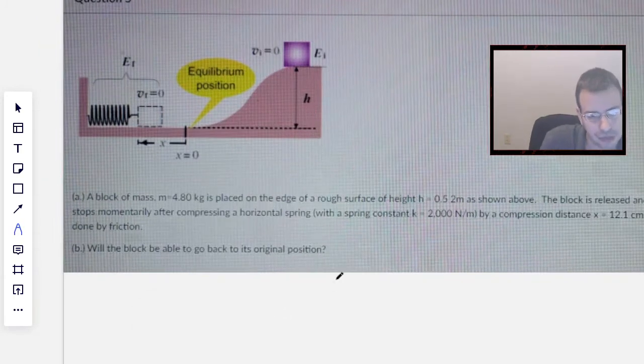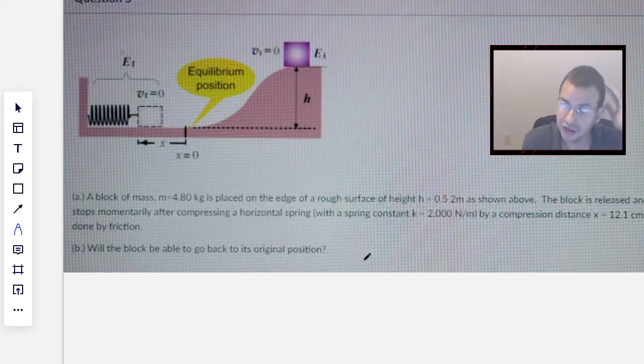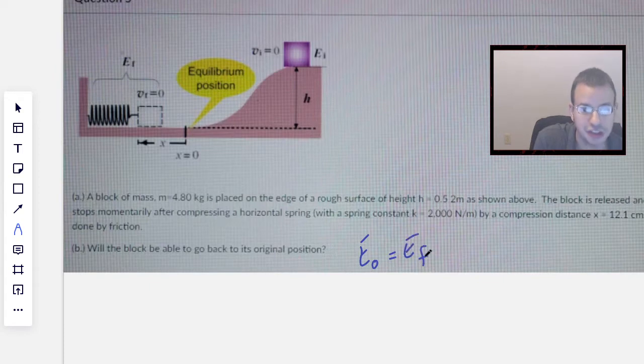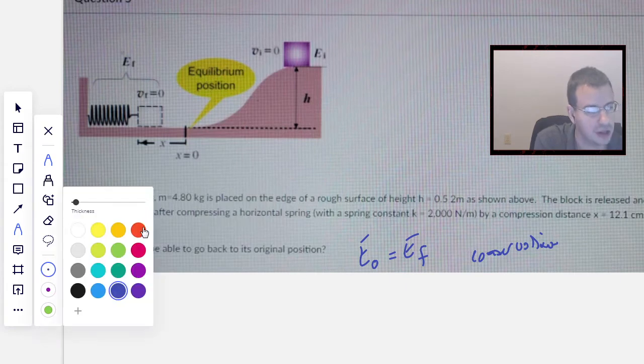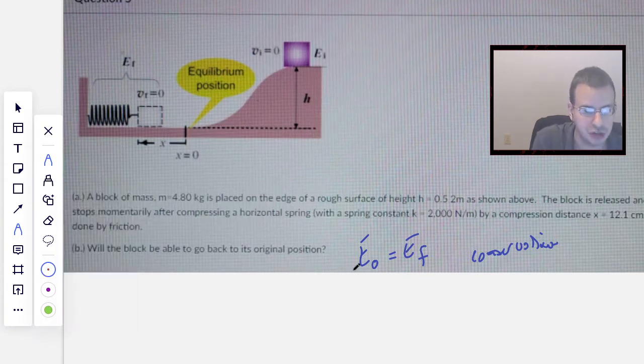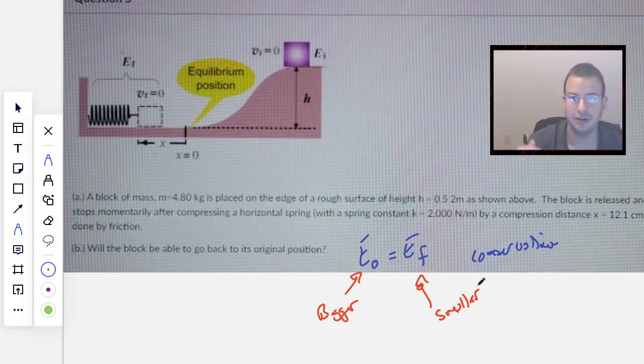For this, we're going to use the idea of conservation of energy. So I'm going to say energy initial equals energy final. And this is true for conservation of energy, which it's not going to be true here because there's friction. So energy initial is going to be bigger than energy final, because we're going to lose some energy. It's not conservative because we're going to lose some energy due to friction.